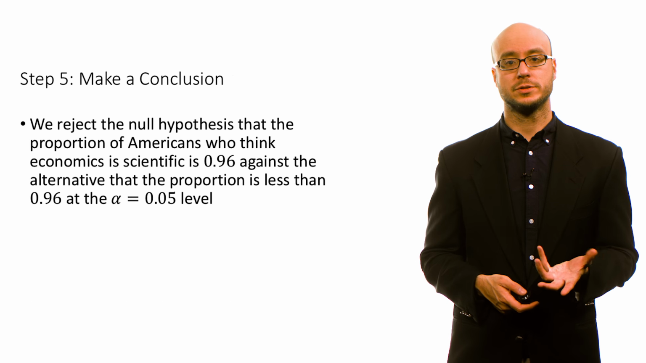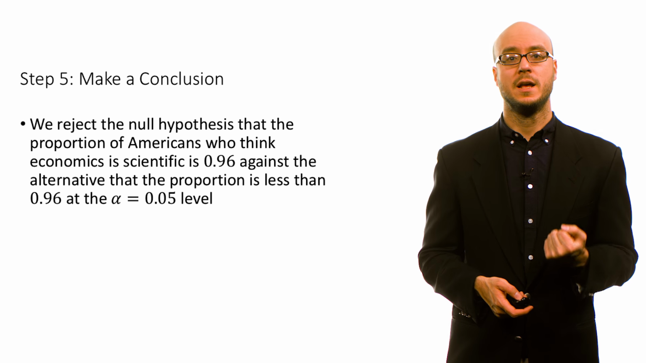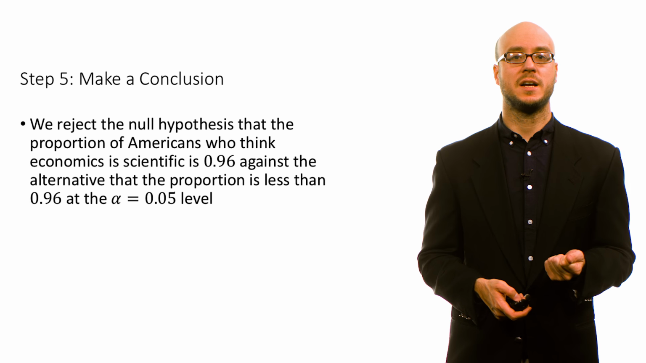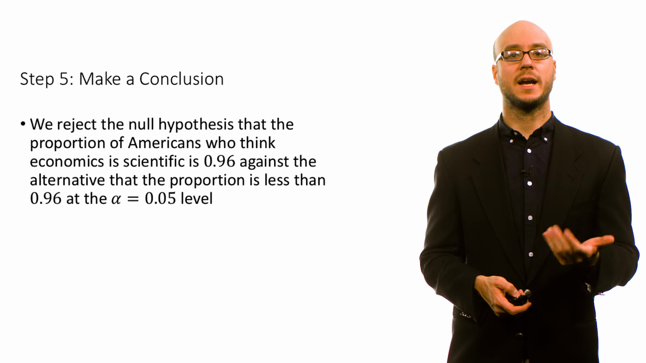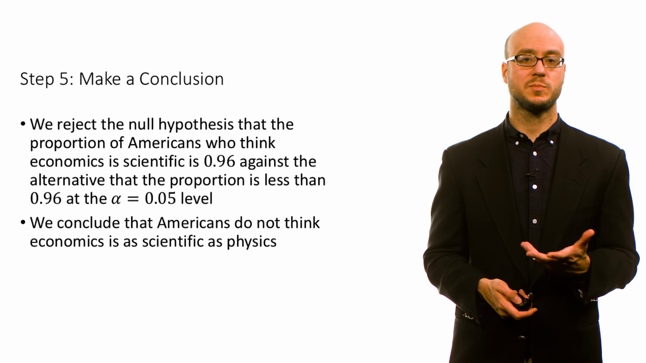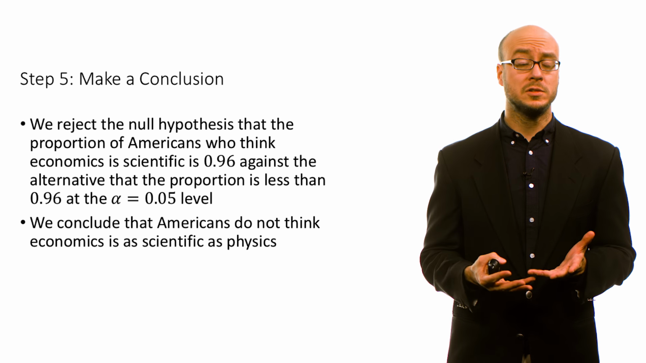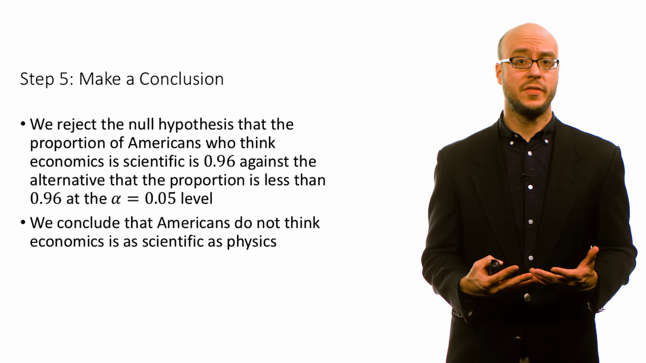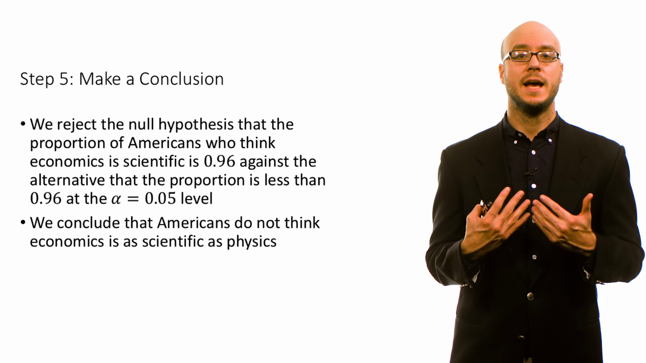Now we can make a conclusion. So we reject the null that the proportion of Americans who think economics is scientific is 0.96 against the alternative that the proportion is less than 0.96 at the alpha equals 0.05 level. So what we're going to conclude is that Americans do not think economics is as scientific as physics.